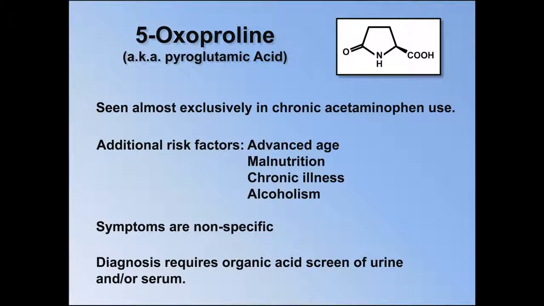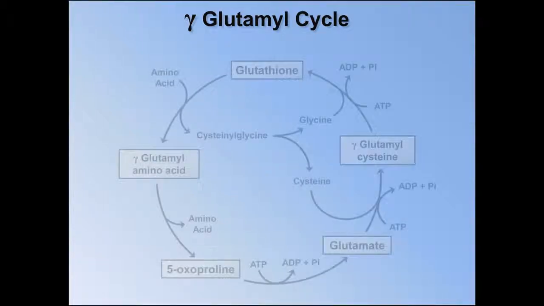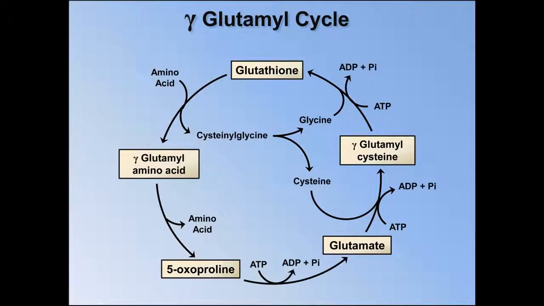To understand how chronic acetaminophen use leads to high levels of 5-oxoproline, it's necessary to give a very brief overview of the incompletely understood gamma-glutamyl cycle. If you've already had your fill of biochemistry, please feel free to skip ahead about 90 seconds. The gamma-glutamyl cycle is a sequence of pathways thought to be important in a variety of metabolic functions, including transmembrane transport of amino acids and breakdown products of various xenobiotics, that is, the breakdown of compounds not normally produced or processed by the body.